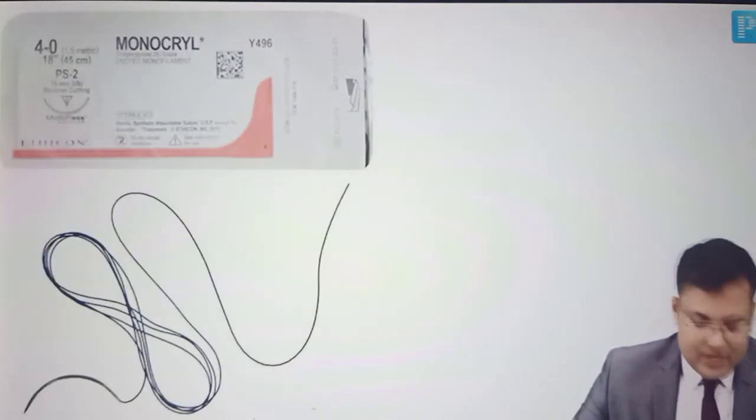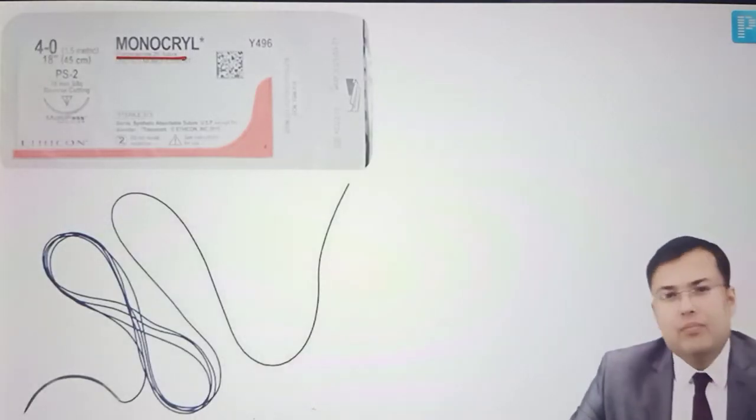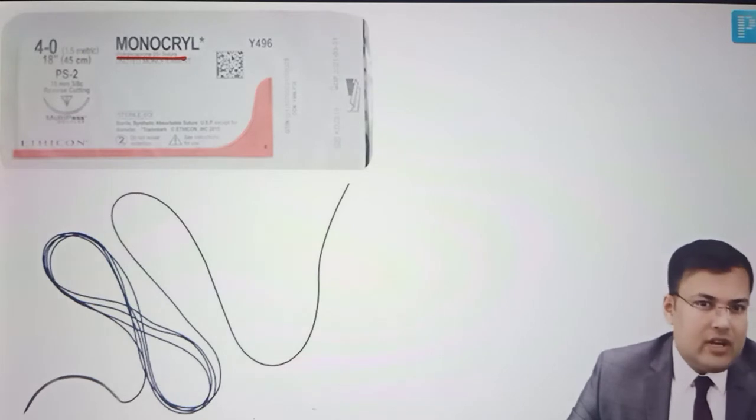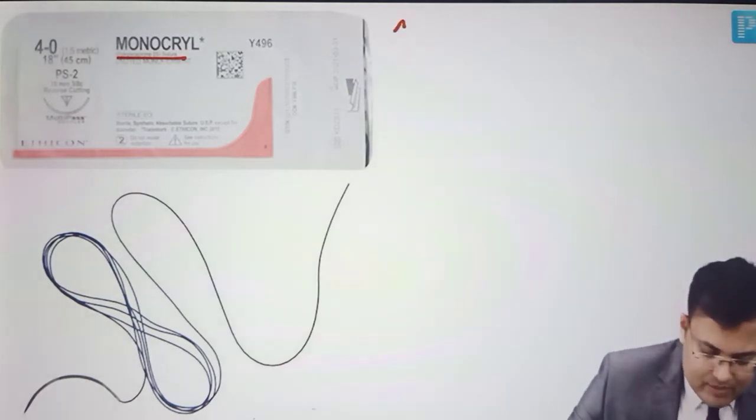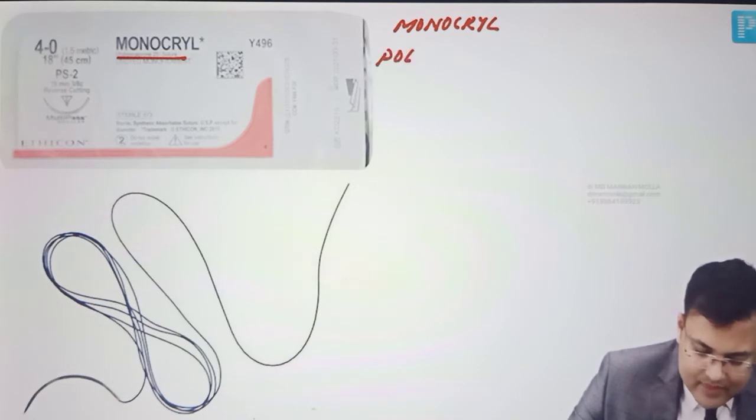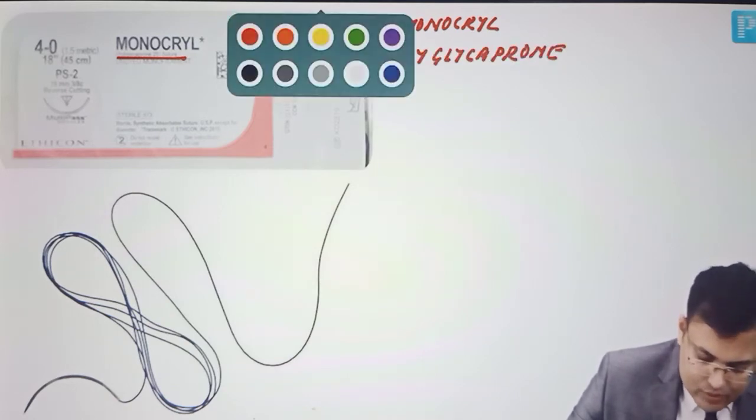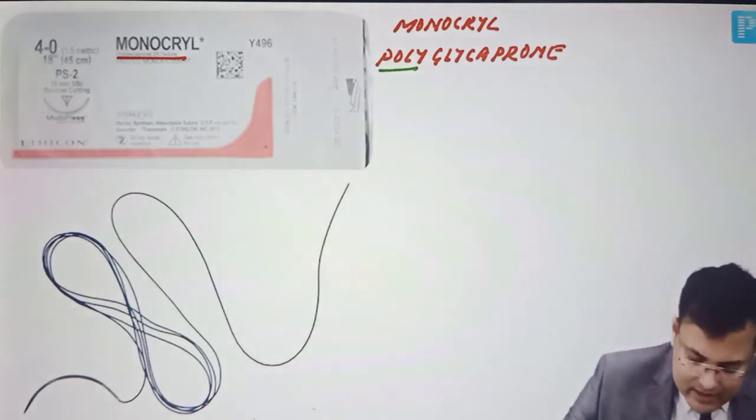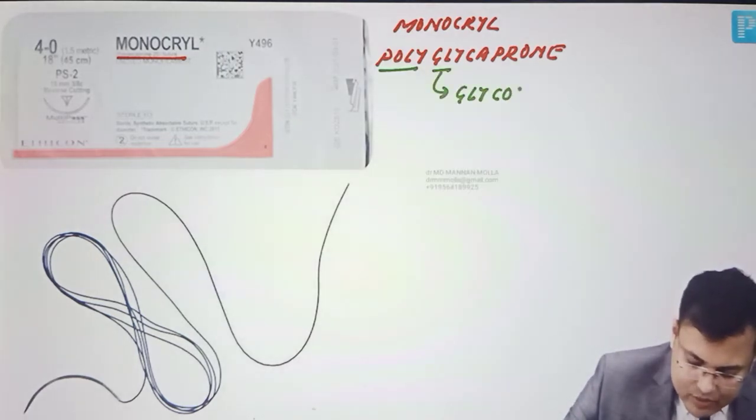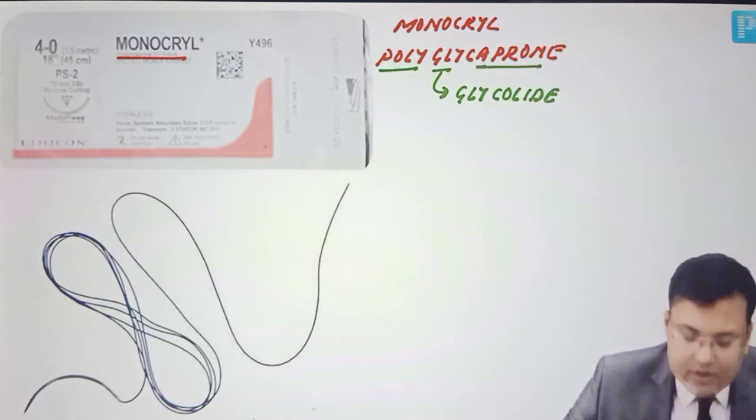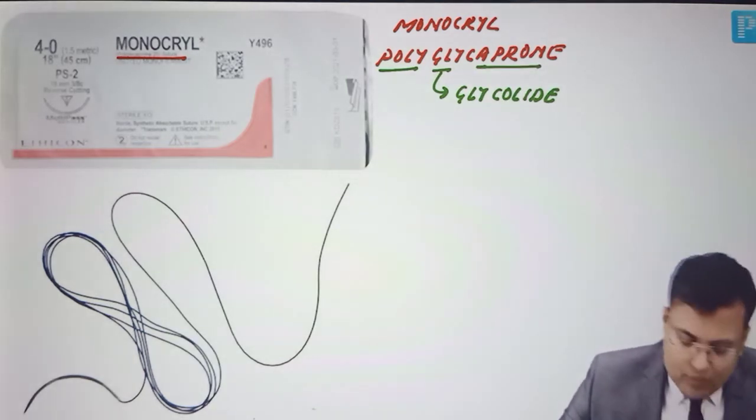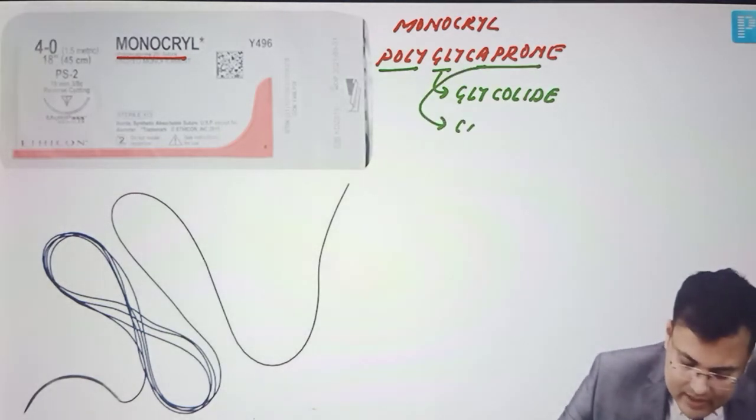Now see this image, and you can see on this packet what is written? Monocryl. So the name of this suture is Monocryl, and Monocryl is also known as poliglecaprone. Poly means it's a copolymer of what? Glycolide plus caprolactone. So it is a copolymer of glycolide and caprolactone.